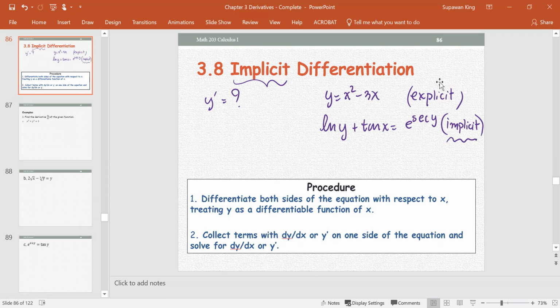The procedure to find the derivative. Step 1. Differentiate both sides of the equation with respect to x, treating y as a differentiable function of x. And in this process, we are going to use the chain rule, like considering inner and outer functions. Step number 2. We collect terms with dy by dx or y prime on one side of the equation and solve for dy by dx or y prime.